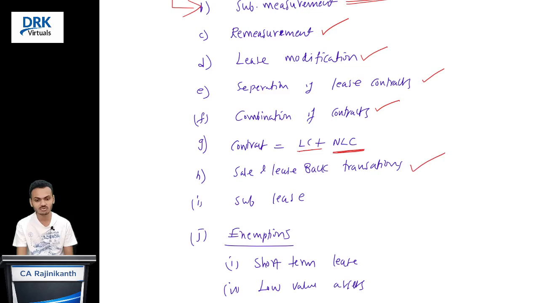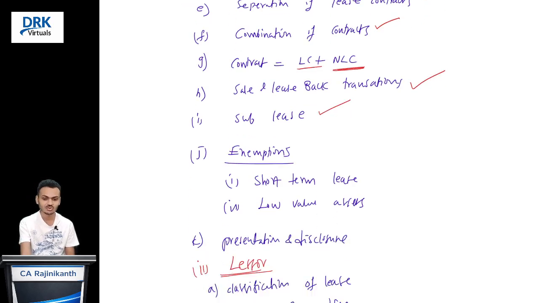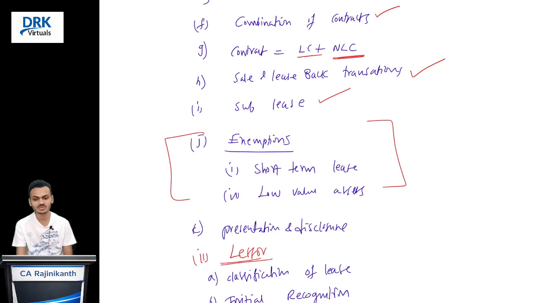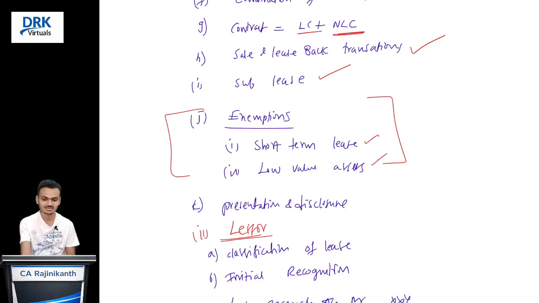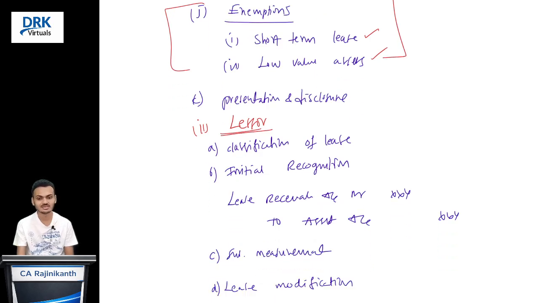And how to account for sale and leaseback transactions and subleases. And there are two recognition exemptions also. Recognition exemption means what? The lessee can choose not to apply the requirements of the standard to these leases. What are they? One is short-term lease and another one is leases of low-value asset. And presentation and disclosure is as usual.